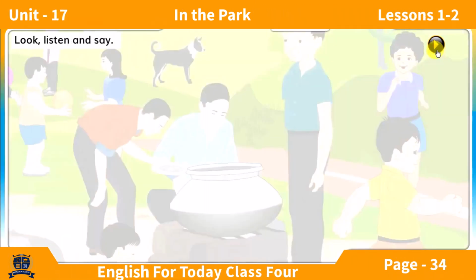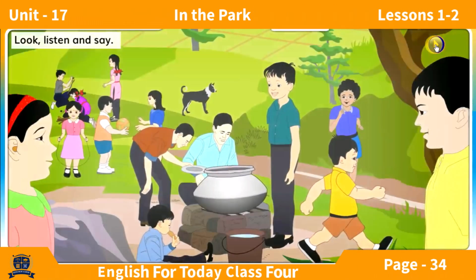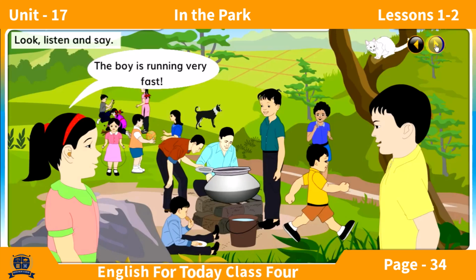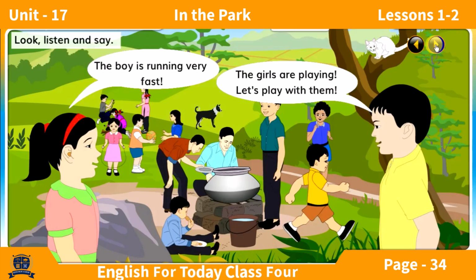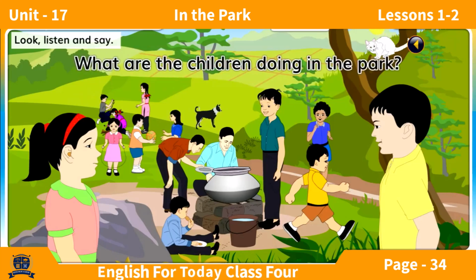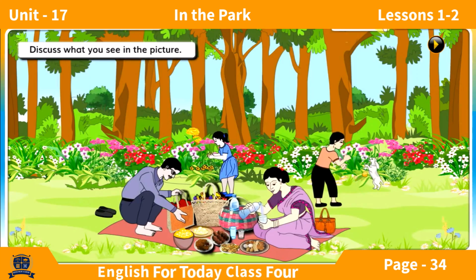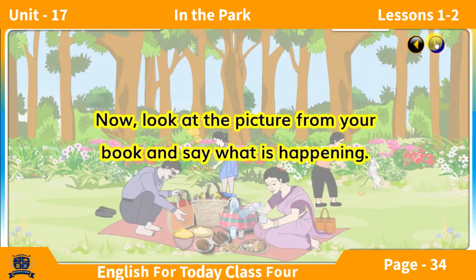Look, listen and say. The boy is running very fast. The girls are playing. Let's play with them. What are the children doing in the park? Discuss what you see in the picture. Now, look at the picture from your book and say what is happening.